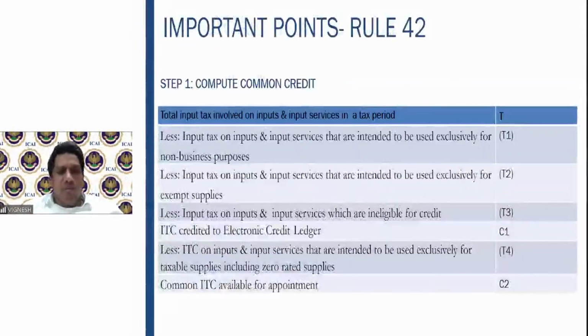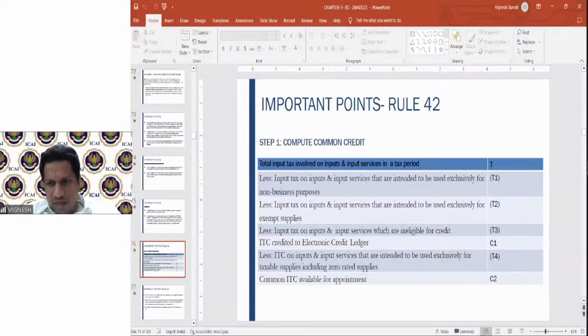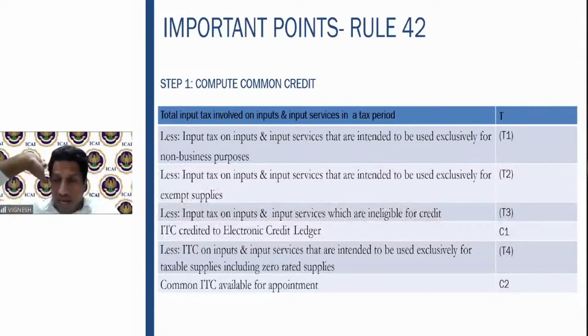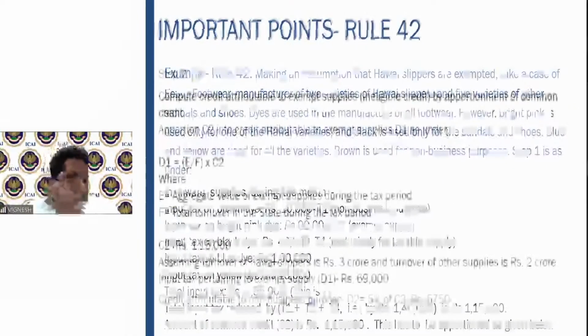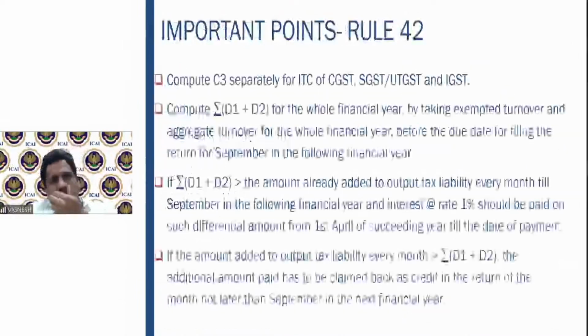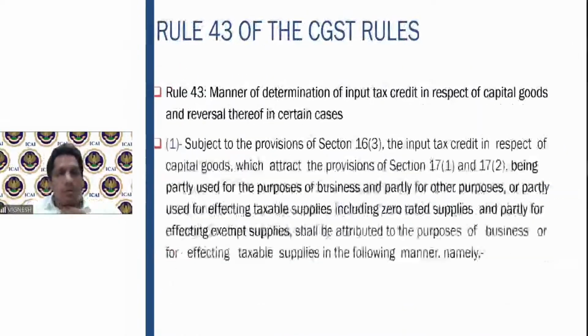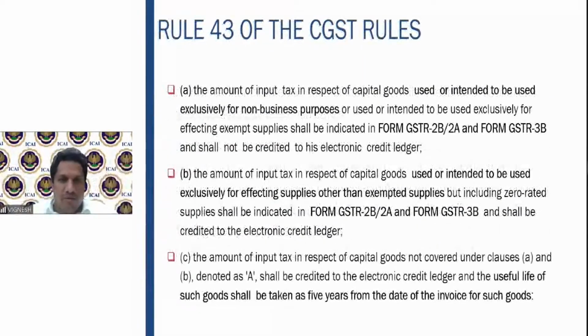This table is very, very important. These are basically the steps for claiming the input tax credit and the common ITC. You have seen multiple problems which speak about calculation of common ITC, calculation of net tax liability, calculation of gross ITC. All that we have seen with multiple solutions. Fine. Then an example based on rule 42 we have seen. Rule 43 talks about capital goods, in this particular situation how to calculate the common credit and then do the reversal.